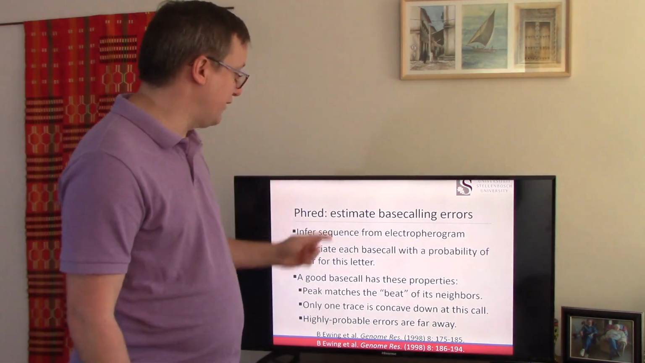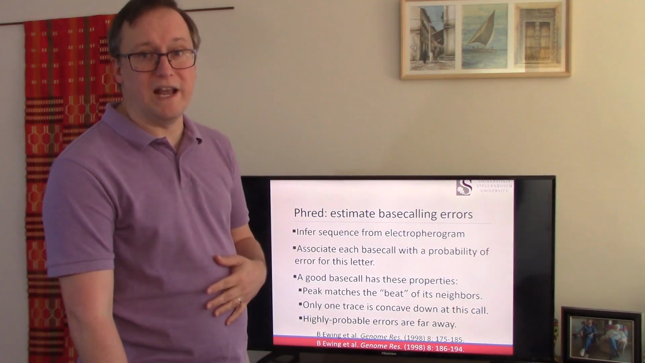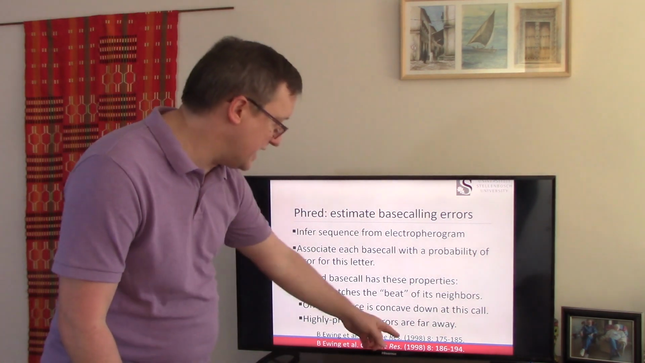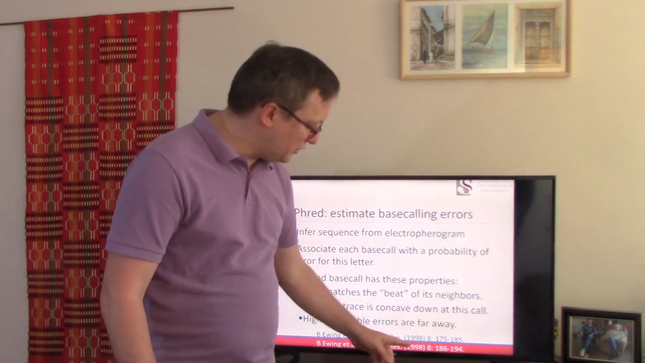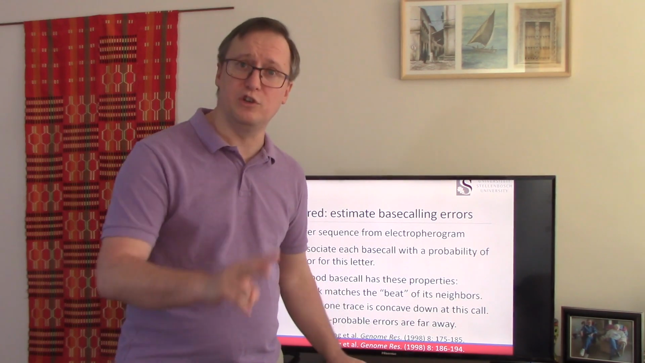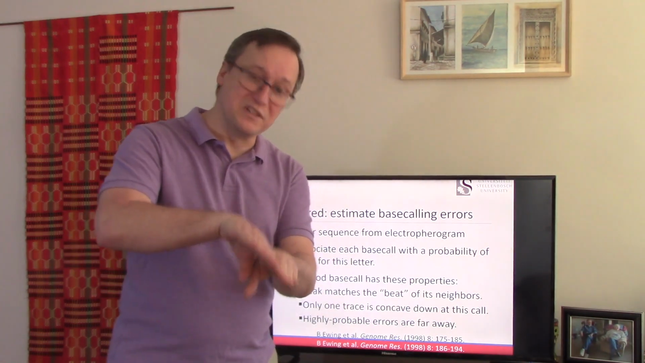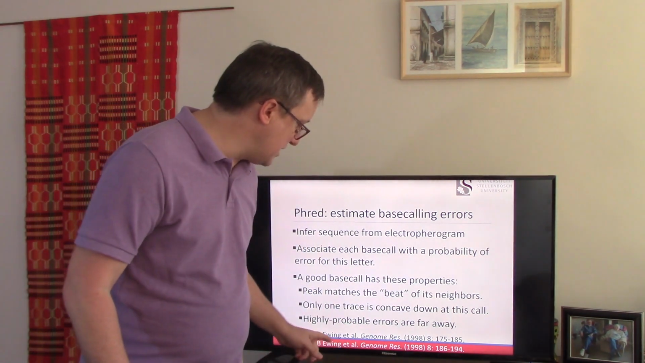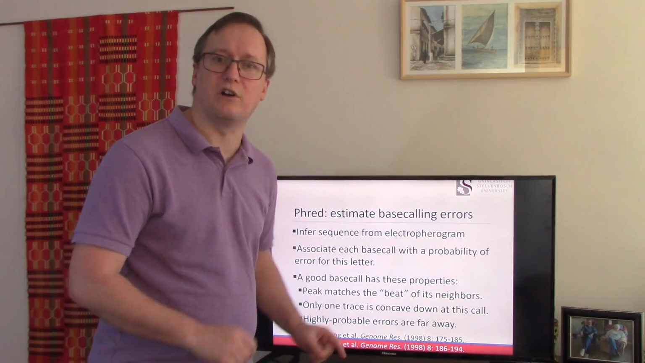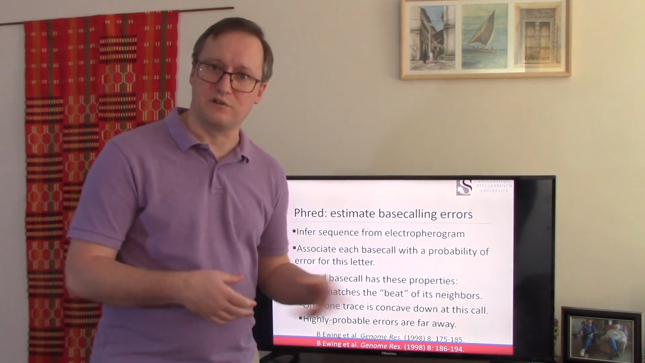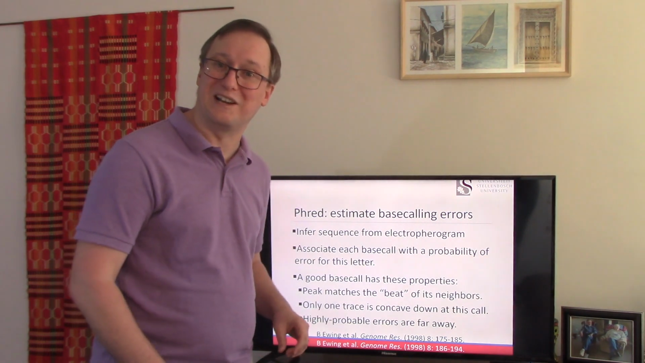That brings us to Phred. Phred is a great algorithm. It was created all the way back in the 1990s. Now, you'll note that the publications, there are two, are back-to-back papers in the same journal, Genome Research, by Brent Ewing, Phil Green and some other researchers at the University of Washington, coincidentally.